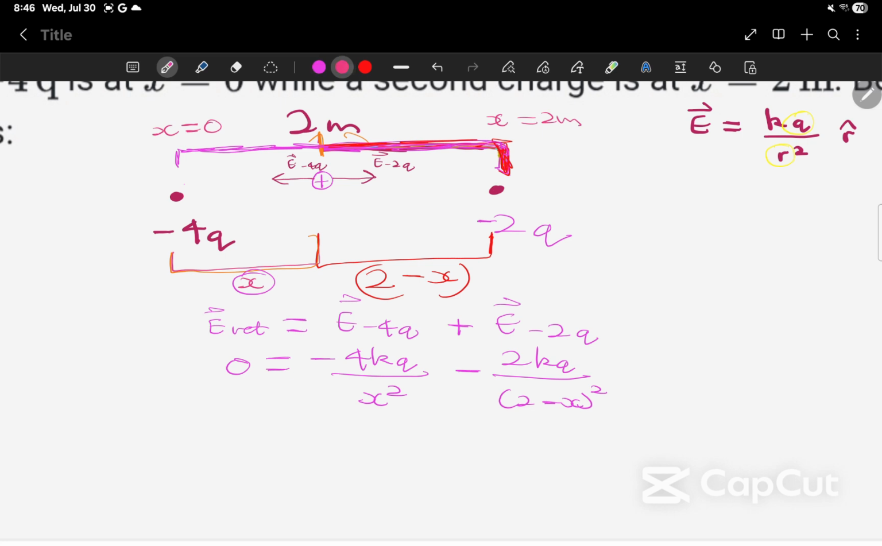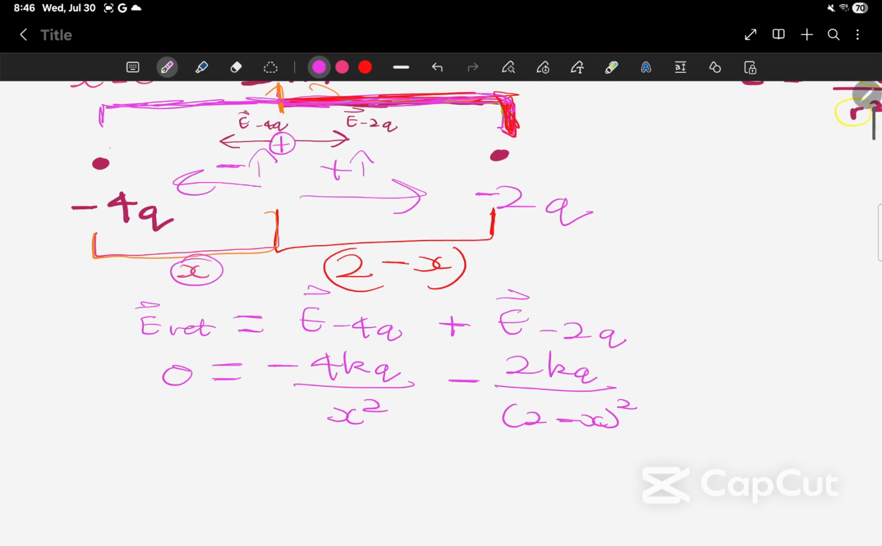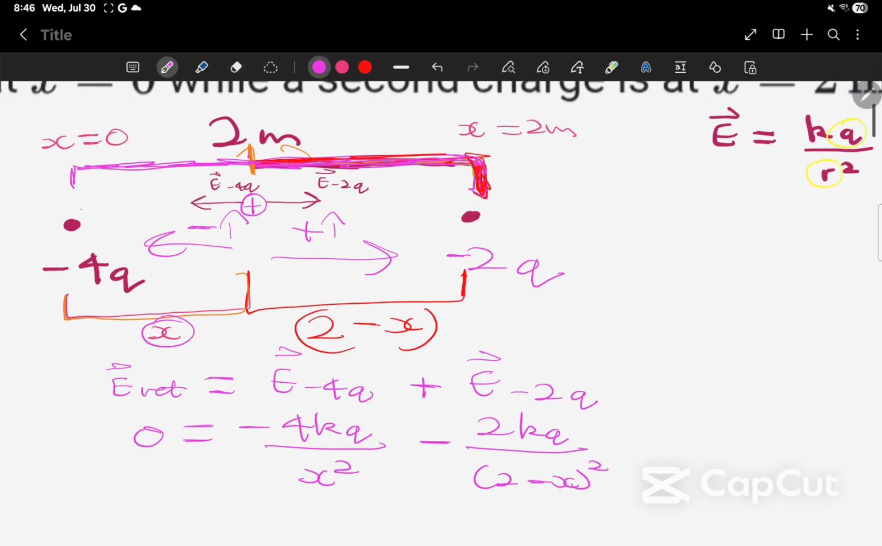Now I had to use the vector form of each of these equations, so I have to pay attention to the vectors. I know the electric field vector for the negative 2q charge is in the positive i hat direction because it's pointed that way, but the electric field vector for the negative 4q charge is pointed in that direction, which is negative i hat. Again, I'm assuming that my axes are y here and x is this way.